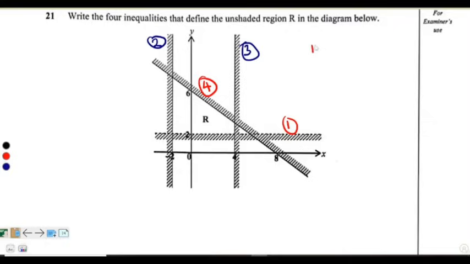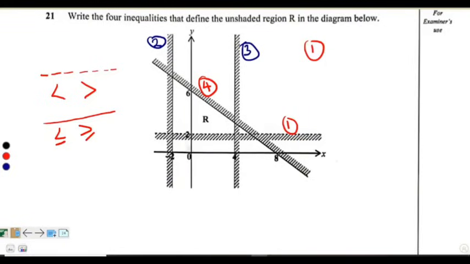So for line 1, this line, it's a dotted line, as you can see. This dotted line means that the inequality symbol is just going to be greater than or less than. But if you have a solid line like this, it means the symbol that you are going to use will be greater than or equal to, or less than or equal to, because the line is solid. So bearing this in mind, let us now take a look at line 1.